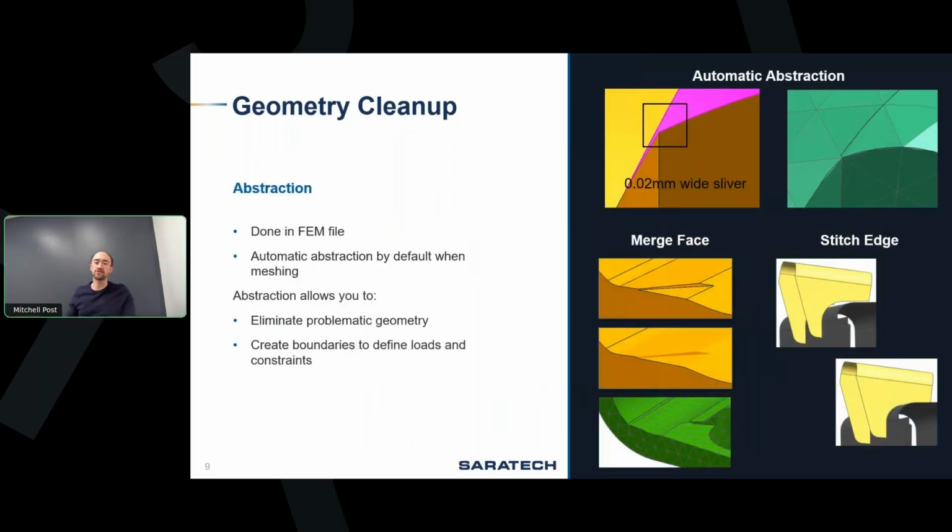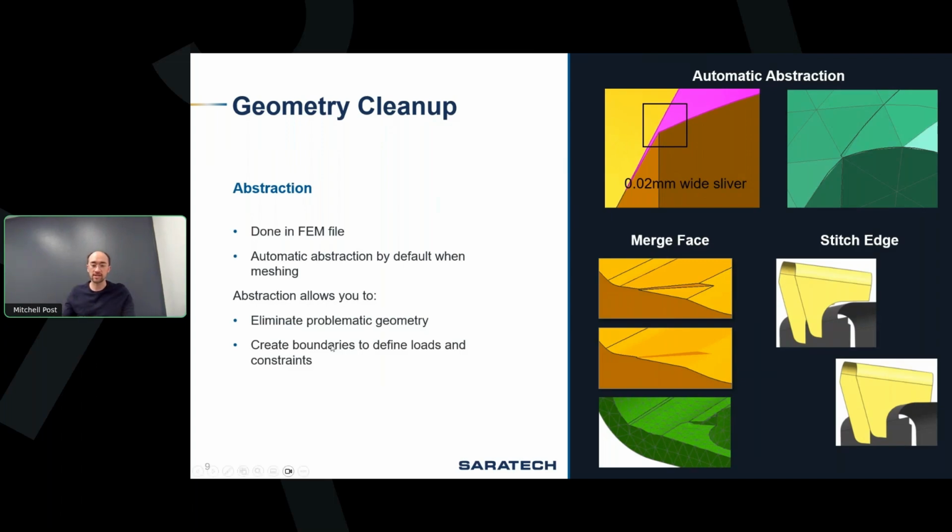So the second part of geometry cleanup is called abstraction. It's in the FEM file. Now, Simcenter 3D automatically abstracts a little bit. You can see here it gets rid of that sliver surface in the top right. It just does that by meshing.